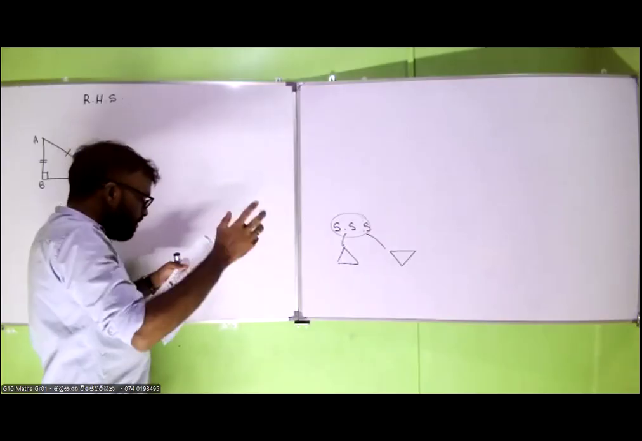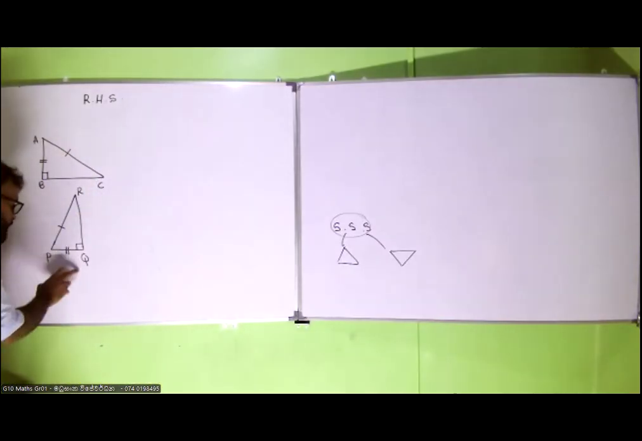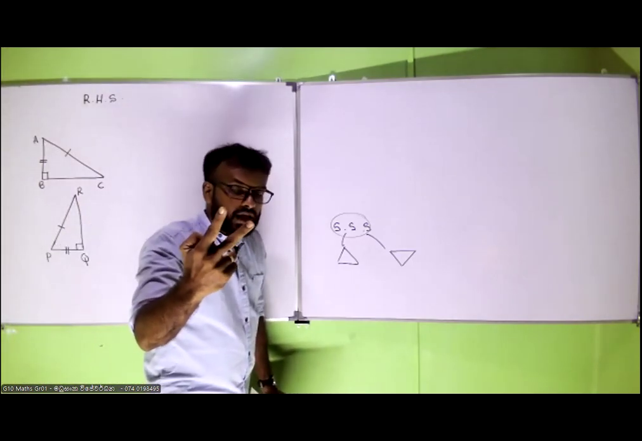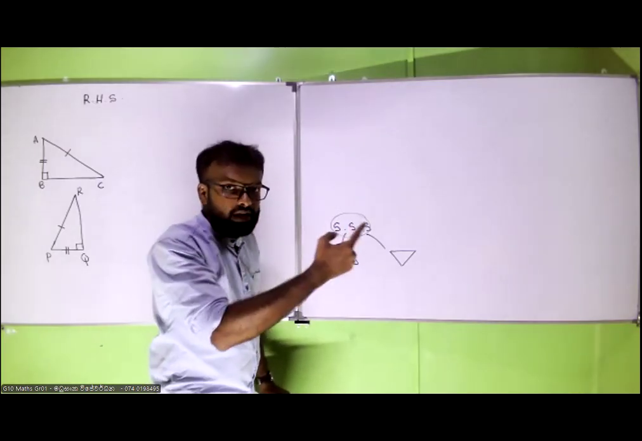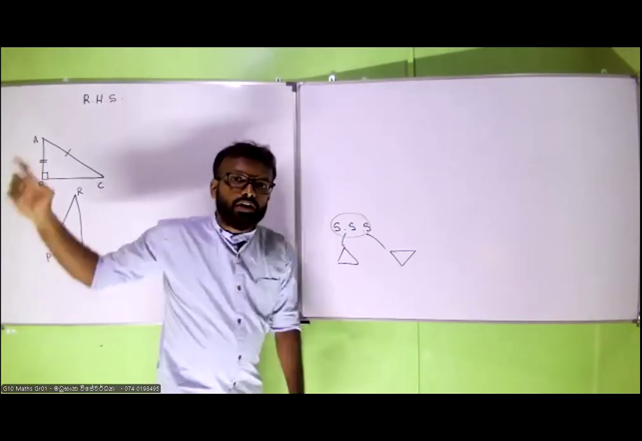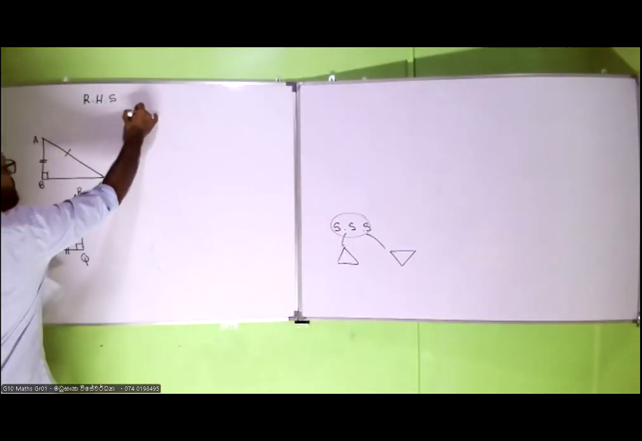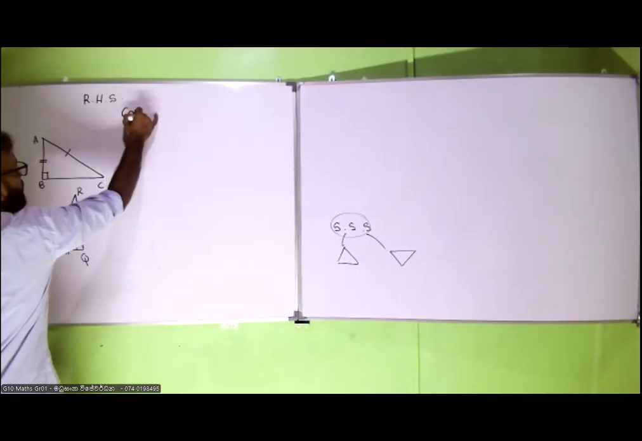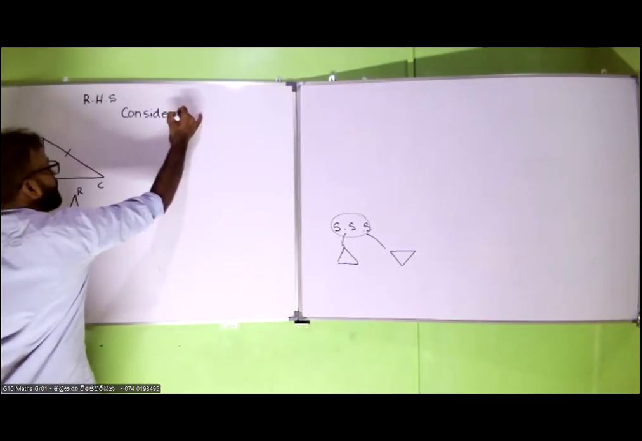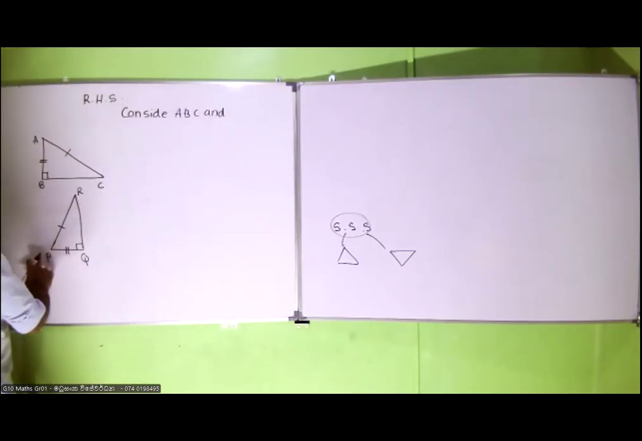First of all, we have ABC right angle triangle and PQR. First of all, we are going to consider these two triangles to get the equation done. We are going to equate all the elements between these two triangles respectively. So the first one, you can write, consider first triangle is ABC and the other triangle is PQR.